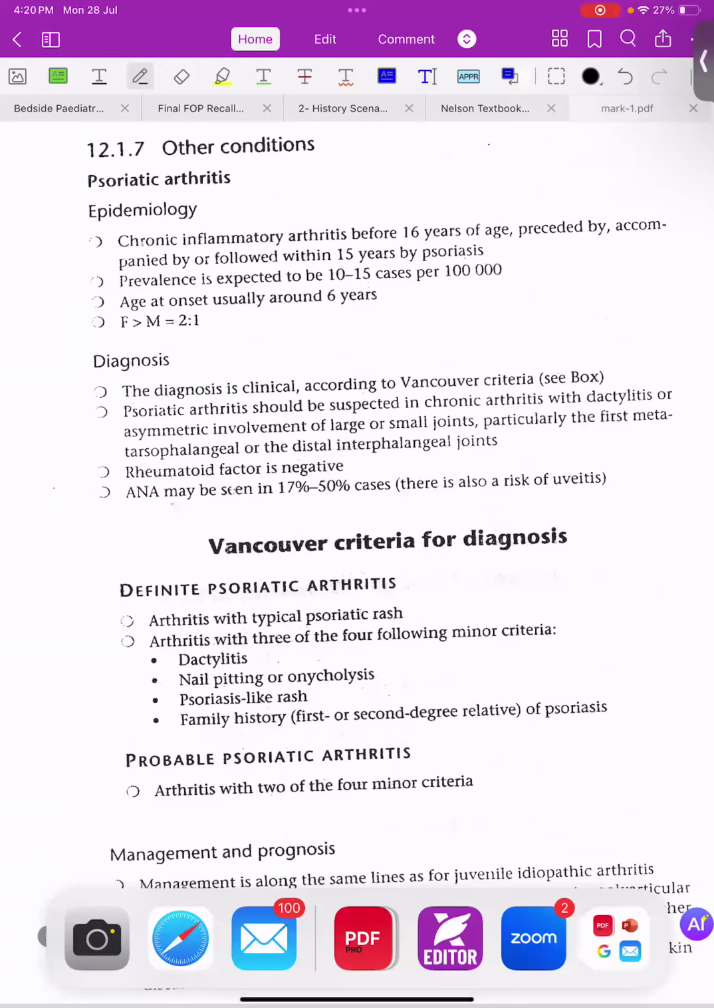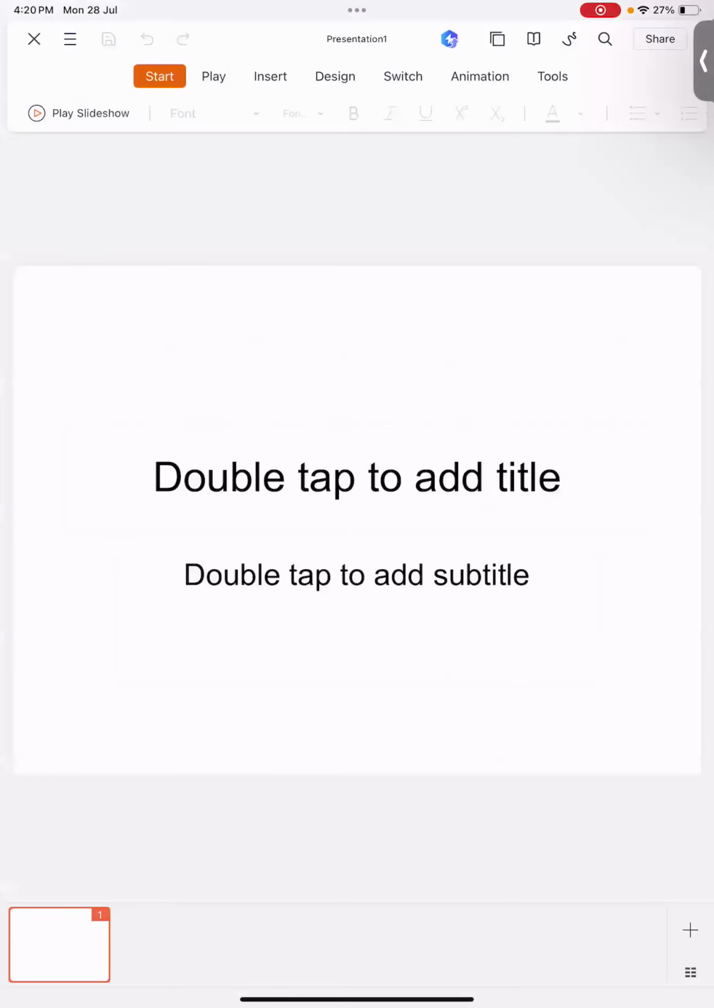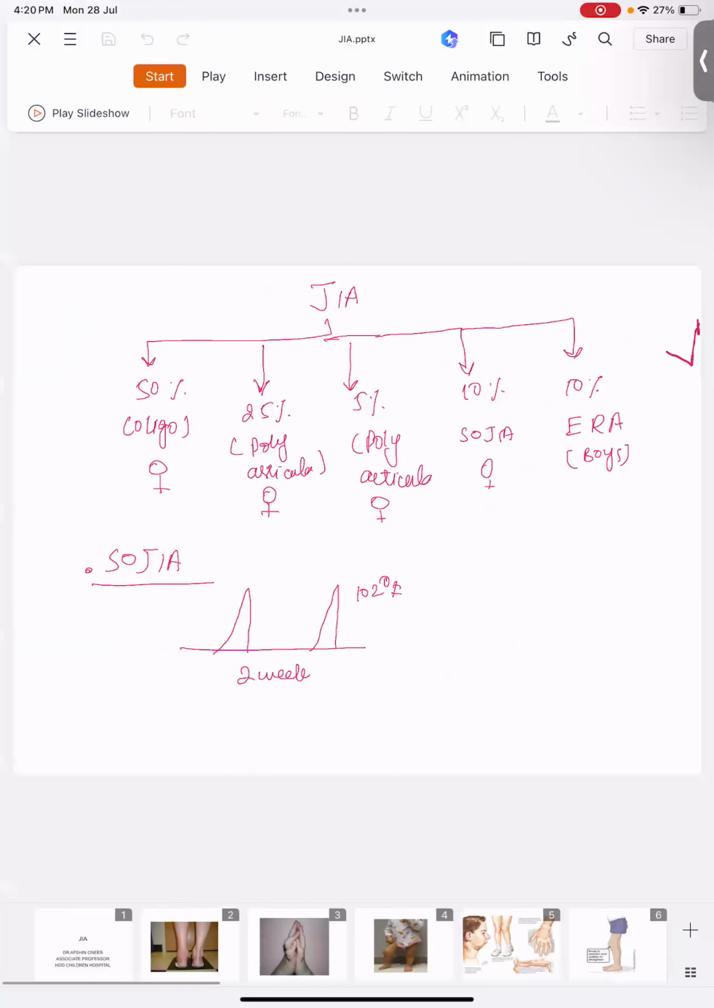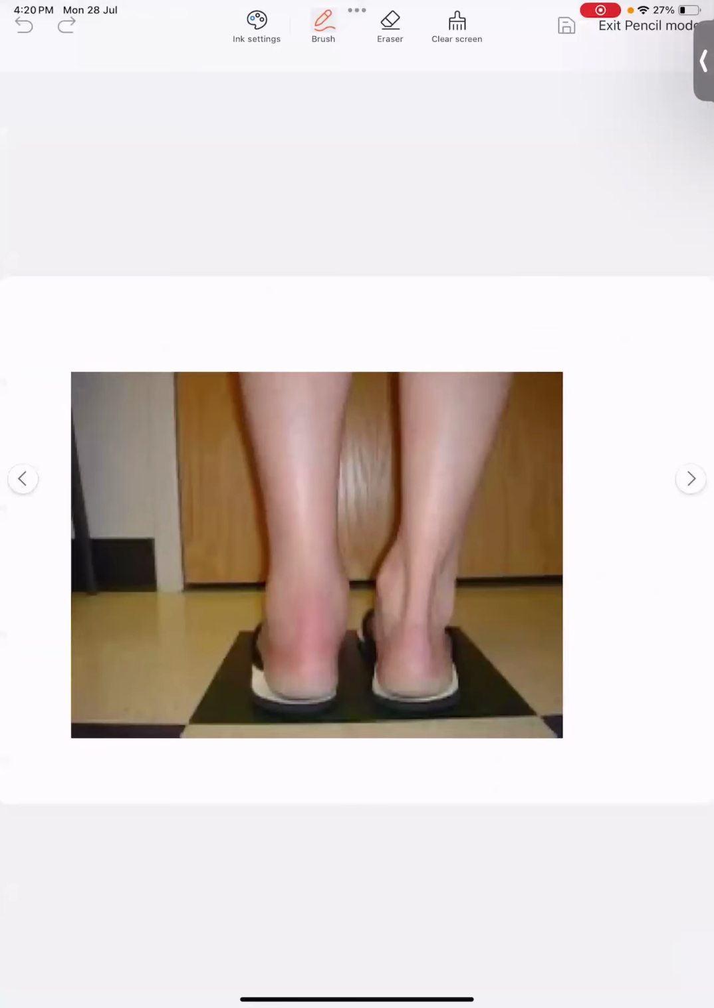Now I will show you some slides, some pictures for the JIA patients. Okay. Dr. Arifa, Dr. Mariam, Dr. Hasib, can you please tell me what is this? Is this clear?